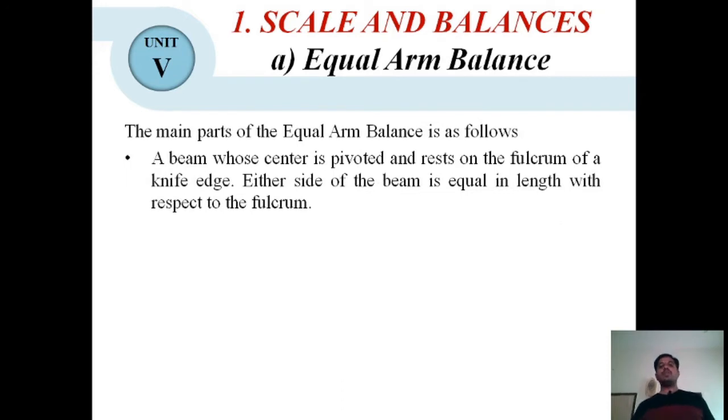The main part of the equal arm balance is the beam whose center is pivoted and rests on a fulcrum of a knife edge. So this equal arm balance consists of a beam which is pivoted at the center and rests on a knife edge fulcrum. Either side of the beam is equal in length with respect to the fulcrum.